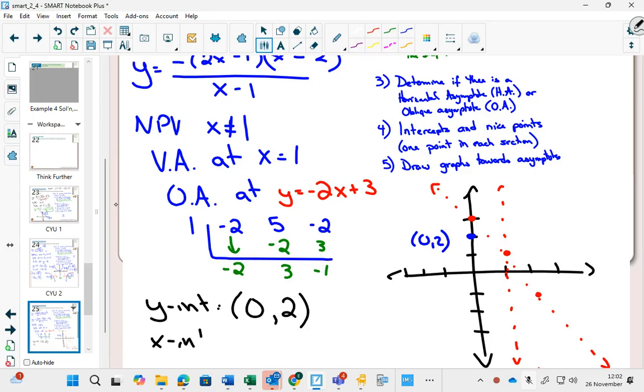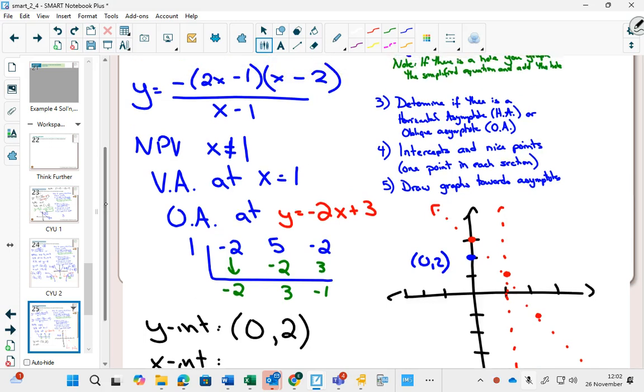X-intercepts. Go to your factored version. Really easy to see where the numerator would equal 0. You're going to have one at 1/2, comma 0, and the other one at 2, comma 0.